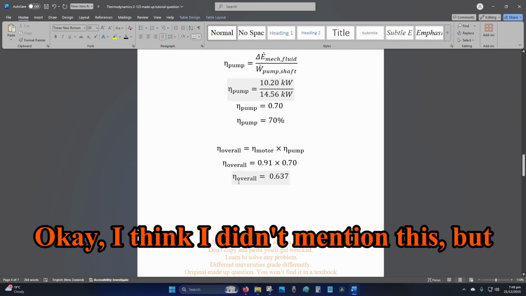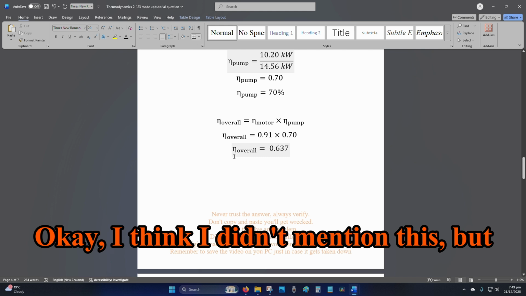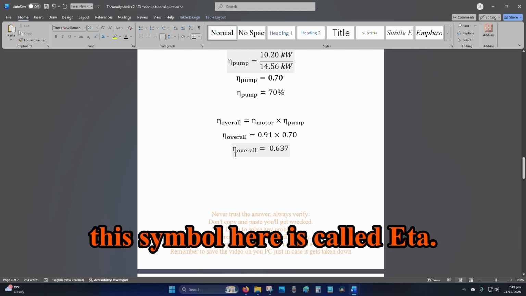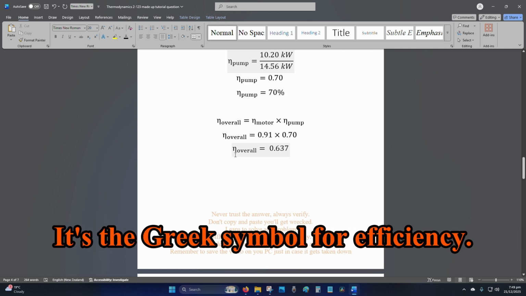I think I didn't mention this, but this symbol here is called eta. It's the Greek symbol for efficiency.